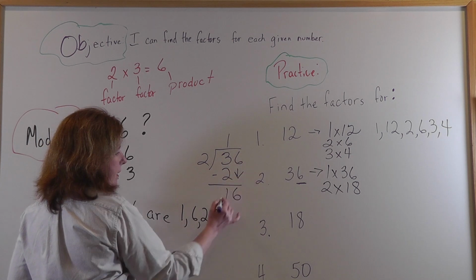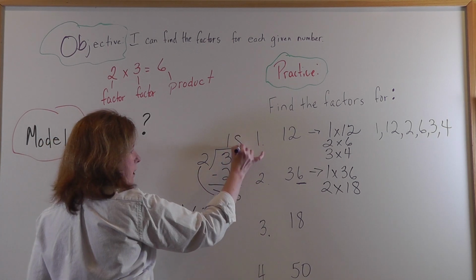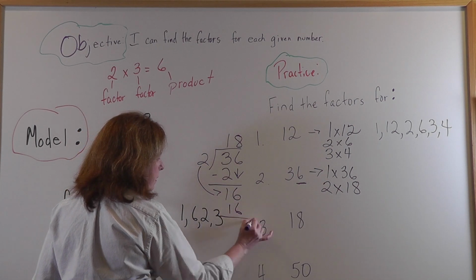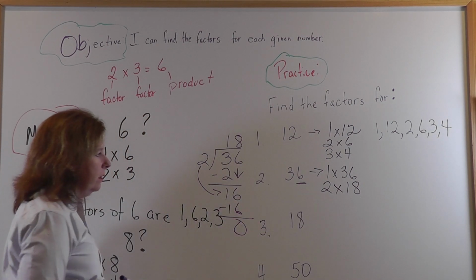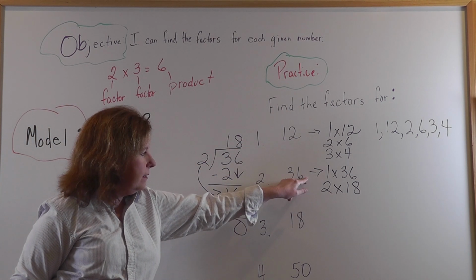So I bring down my 6, now I have 16. 2 into 16 goes 8. 2 times 8 is 16. Subtract, I have no remainder. So 2 times 18 is 36.